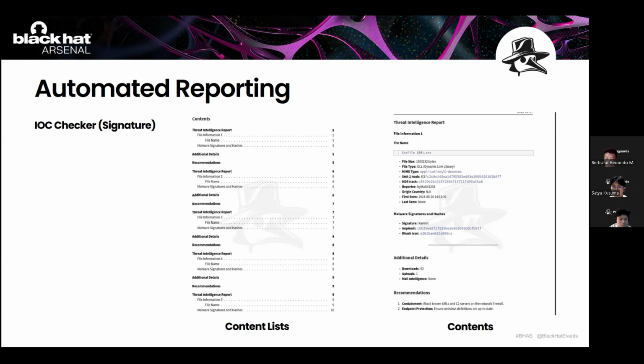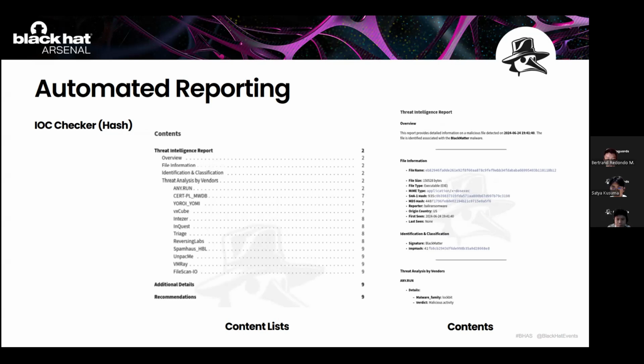For the file information itself, we can see some detailed information such as the file name, the file size, the file type, MIME type, the hash information, and the last seen information. And for signature and hashes, we can see the signature information, imphash, and the dash icon information. There are also some additional details, if any, and the recommendation to prevent this malware from attacking in the same pattern again in the future. Next.